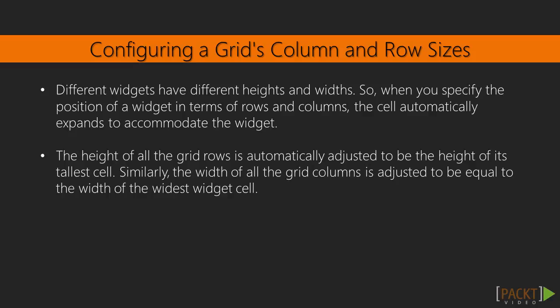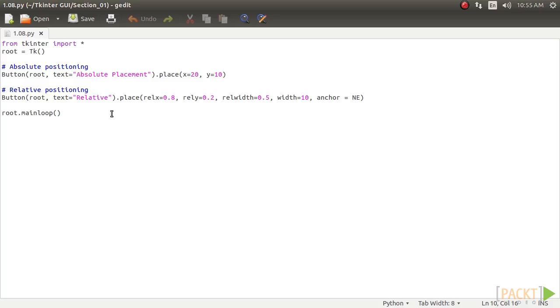If you try doing that, your program will raise a _tkinter.TclError. The other options that are commonly used with place include width and anchor. Refer to the code in 1.08.py for a demonstration of the common place options.